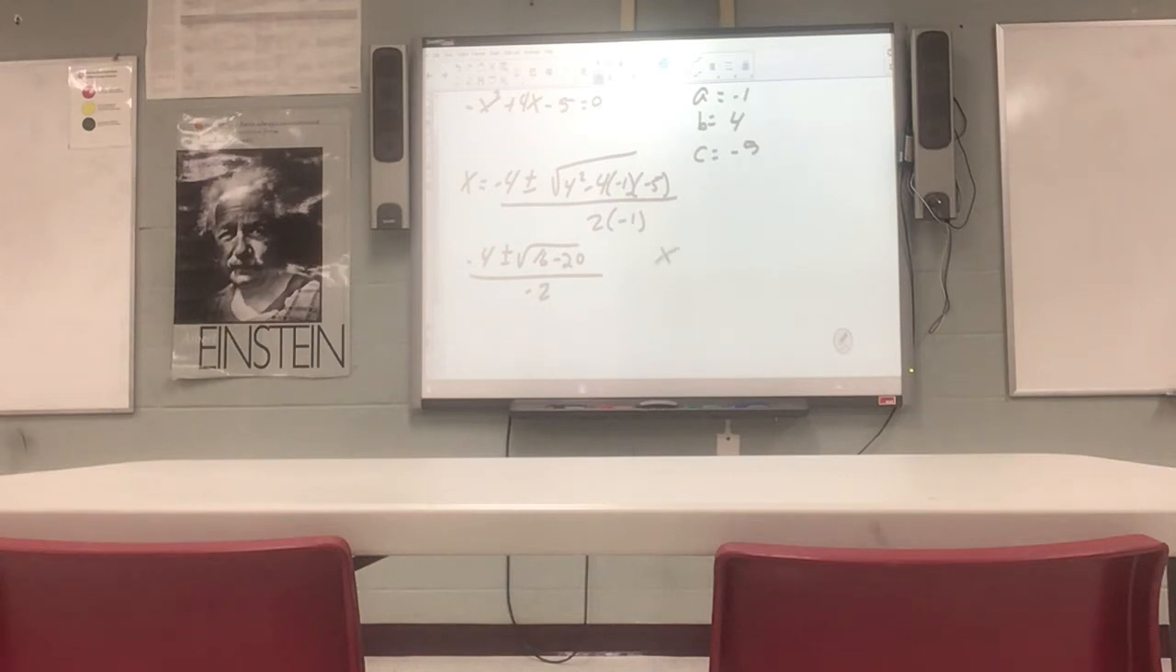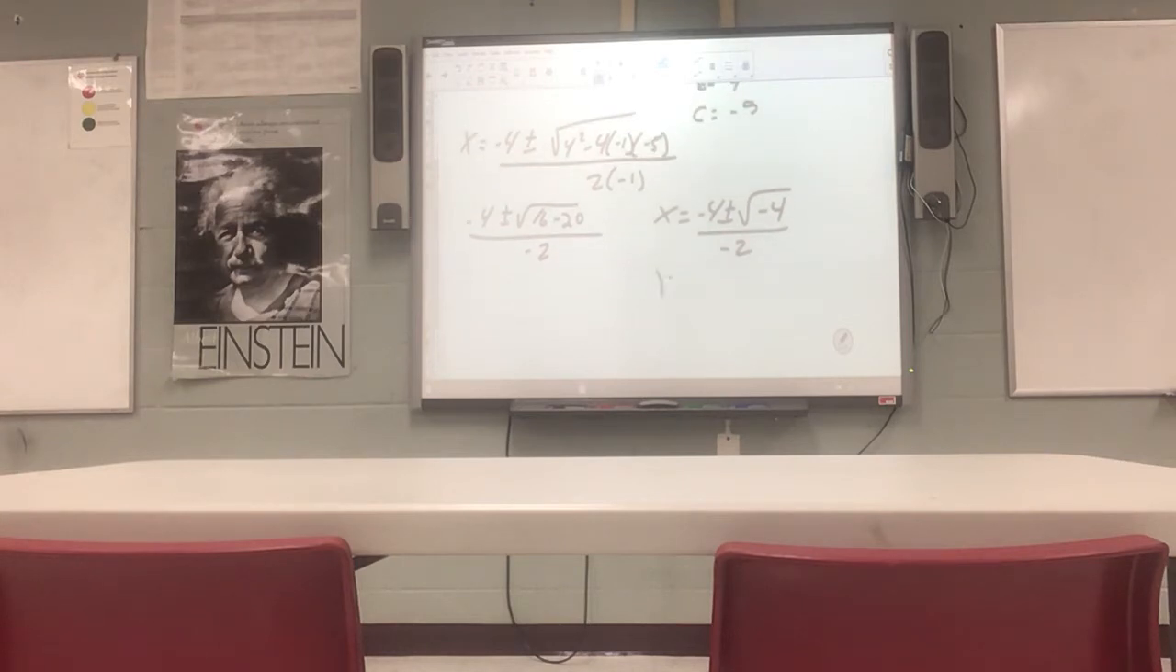So that's x equals negative 4 plus or minus the square root of negative 4. So we've got to figure out what the square root of negative 4 is. Well, we know the square root of 4 is 2. And what happens when you have a negative underneath there? What do you put with that 2? Okay, good.